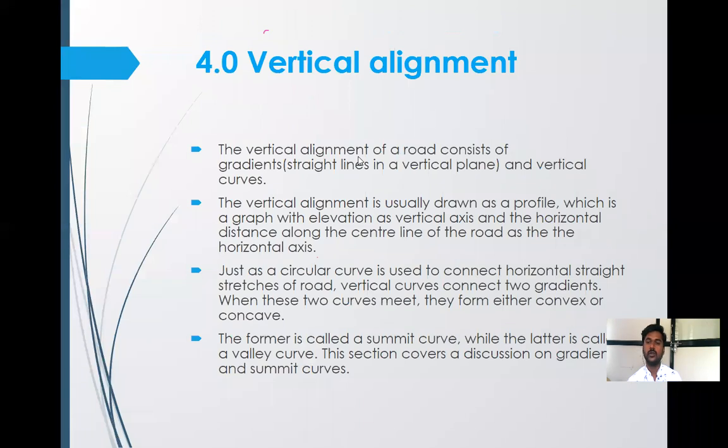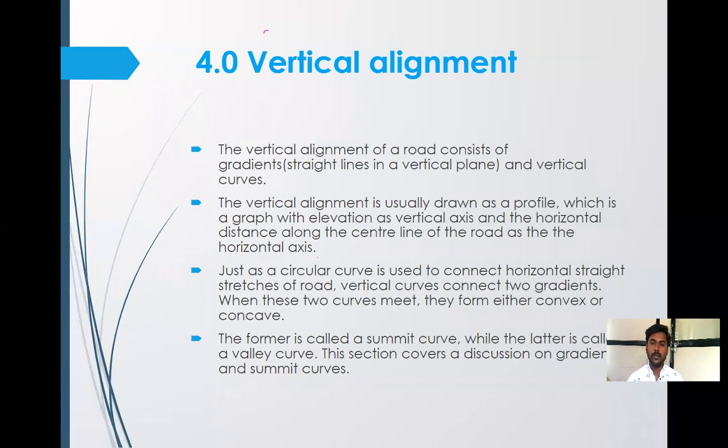Vertical alignment is what? Vertical curves. Up to now we are dealing with the horizontal curves or the horizontal alignment. Now we will deal with our last point of the chapter, that is the vertical alignment. The vertical alignment of the road consists of the gradients, straight lines or the vertical planes, and the vertical curves.